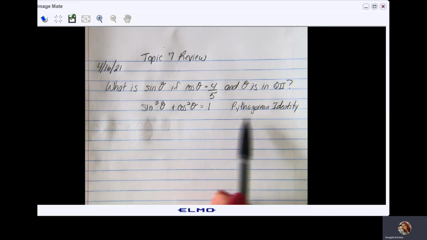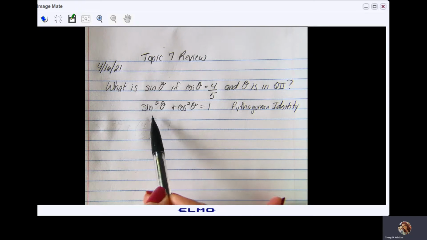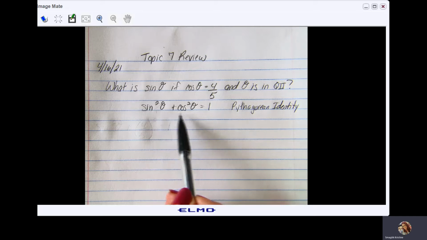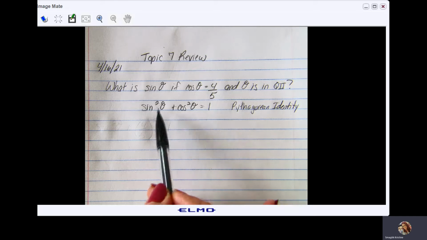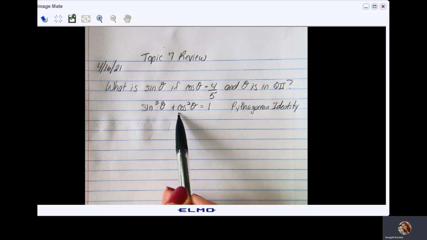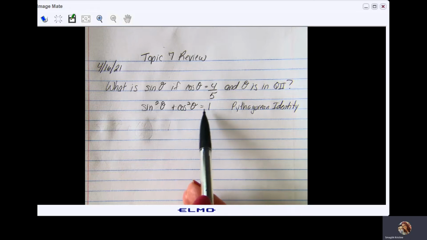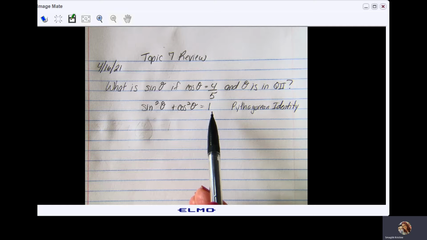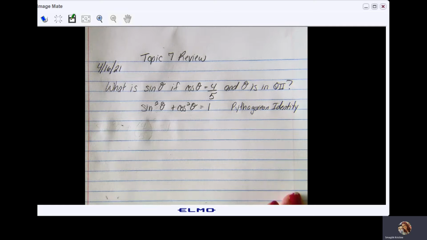So if you look at this Pythagorean identity, it's the same as the Pythagorean theorem, a squared plus b squared equals c squared, where your sine of theta and your cosine of theta are the legs of that special right triangle, and your hypotenuse is the radius on the unit circle, and if it's a unit circle, the radius is always 1. 1 squared is 1. So let's go ahead and get started.